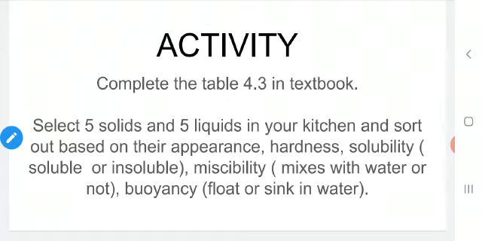Solubility. Solubility means you have to take a glass tumbler and add some water, and you have to add the solids, and you have to check whether they disappear or they do not disappear. If they disappear, we can say that it is soluble. If they do not disappear, we can say that it is insoluble. Then miscibility. Miscibility cannot be checked with solids, like that solubility cannot be checked with liquids. Miscibility means you have to add the liquid and you have to add water, and you have to see whether they mix with water or not.